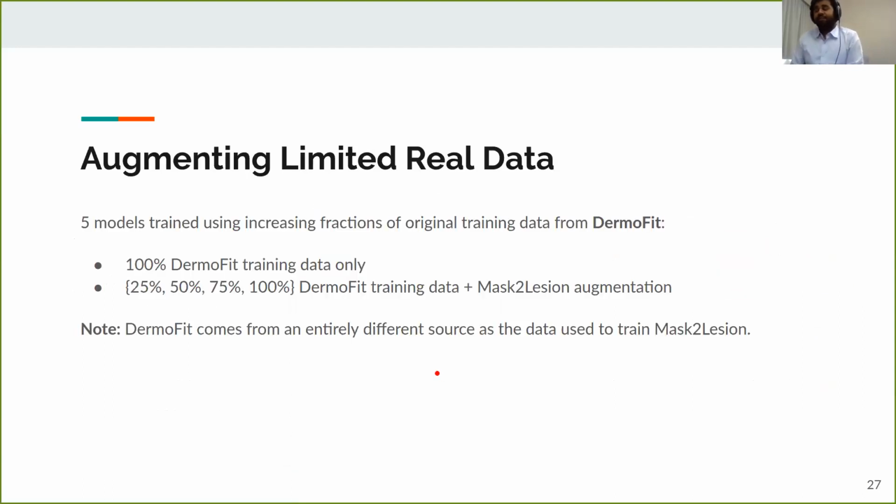Next, we wanted to evaluate the possibility of using master lesion to augment scenarios where we have limited real data. So for this, we chose the DermoFit dataset and we trained 5 models on it. The first was trained using only the DermoFit training data, and the other 4 were trained using varying proportions of the DermoFit training data augmented with master lesion outputs. An important thing to note here is that the DermoFit dataset comes from an entirely different source from the one used to train master lesion, that was the ISIC archive.